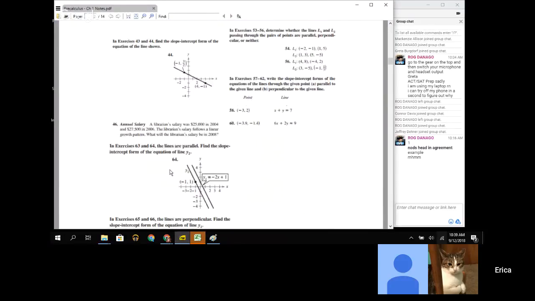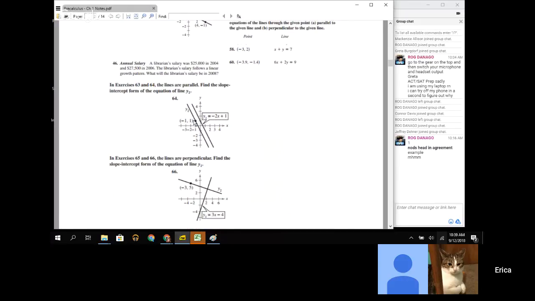Okay, so in example number 64, it says, the lines are parallel. Find the slope form of the equation of line 2. These are the type of questions I know that they like to ask around slope with those SAT, ACT things, so make sure you pay attention to these. This slope comes back in there. So these lines are parallel, right? Line 1, y1, is -2x plus 1.